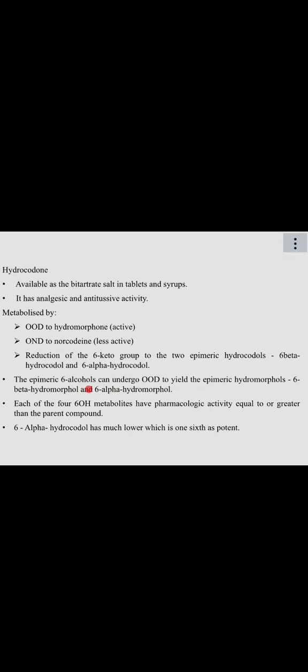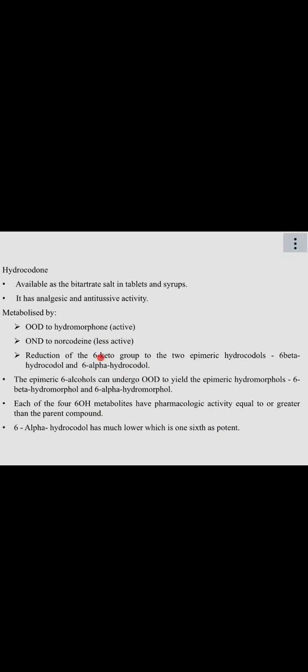So this is just the reaction. Each of the 6 hydroxyl metabolites has pharmacological activity equal to or greater than the parent compound. 6 alpha hydrocodol is much lower, about 1/6 as potent. So these are just the details of the products. But what is most important for us to learn is that you can do structural modification of codeine, just as you can do structural modification of morphine.